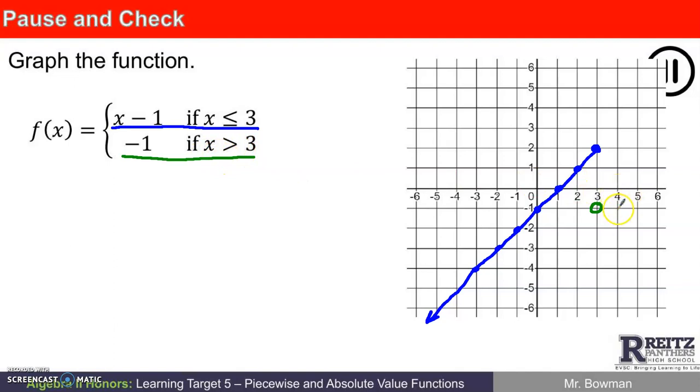If x is 4, y is negative 1. If x is 5, y is negative 1. If x is 6, y is negative 1. This half of the graph is still linear, but it's a horizontal line. It goes this way. And that's what the graph ought to look like.